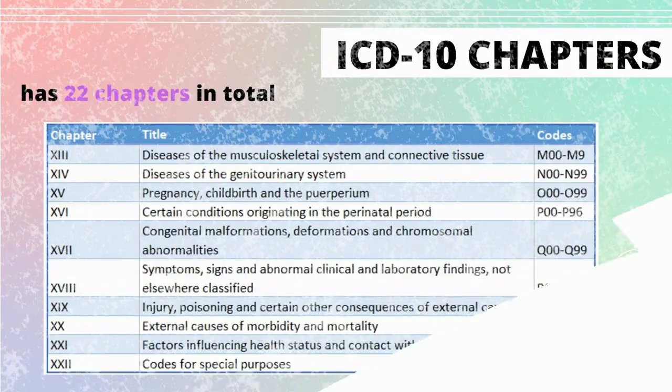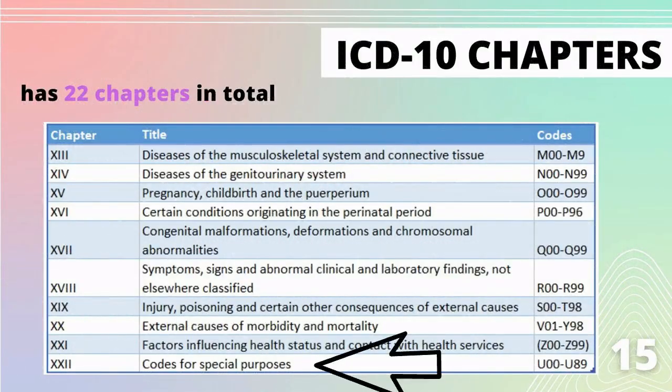Chapter 22 has codes U00 to U49, which are to be used by WHO for the provisional assignment of new diseases of uncertain etiology.